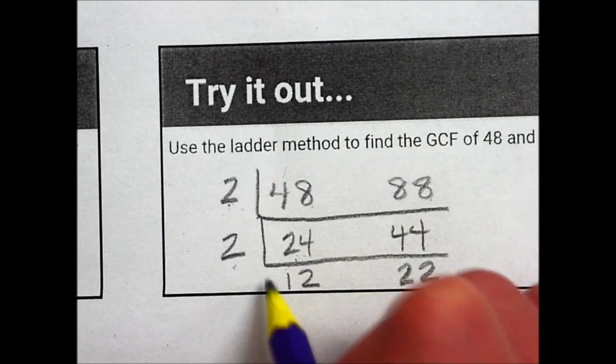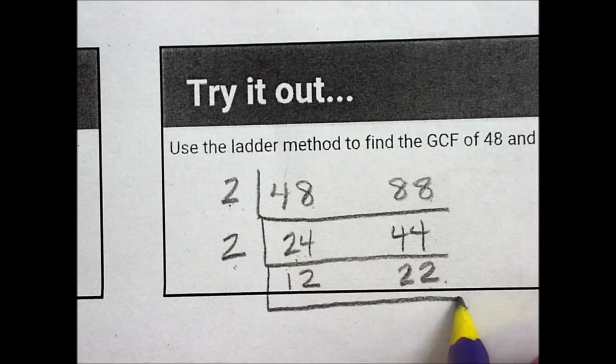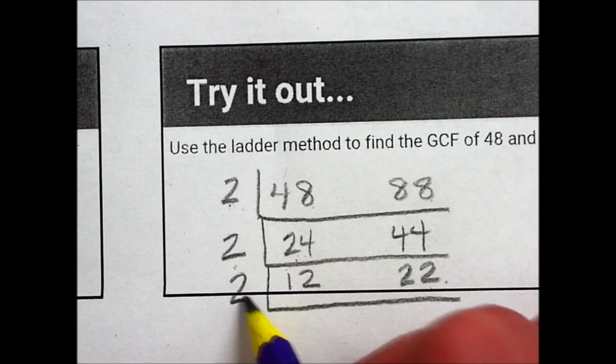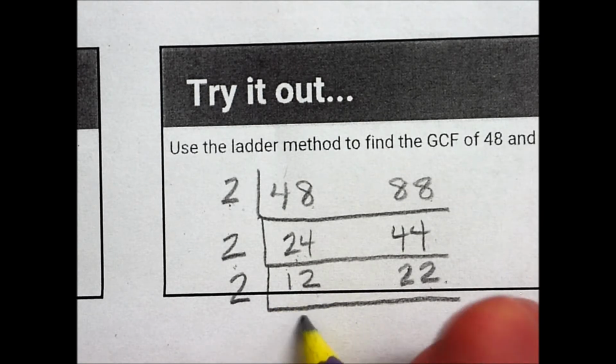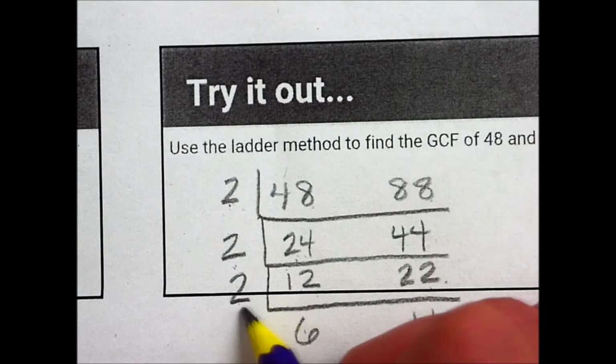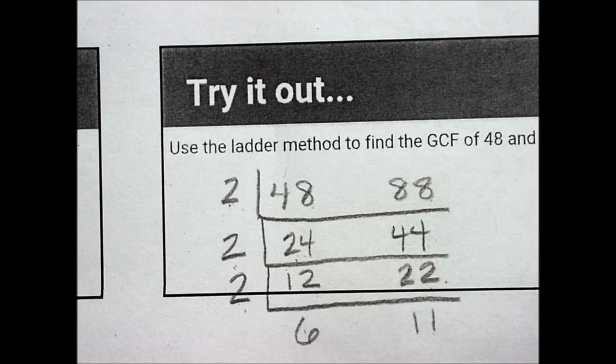Okay, they're still even. Let's build another edge of the ladder. We'll put a 2 here. 2 will go into 12 6 times. See, 2 times 6 is 12. 2 will go into 22 11 times. 2 times 11 is 22. Now, there's not a factor I can pull from 6 and 11, so I'm done.